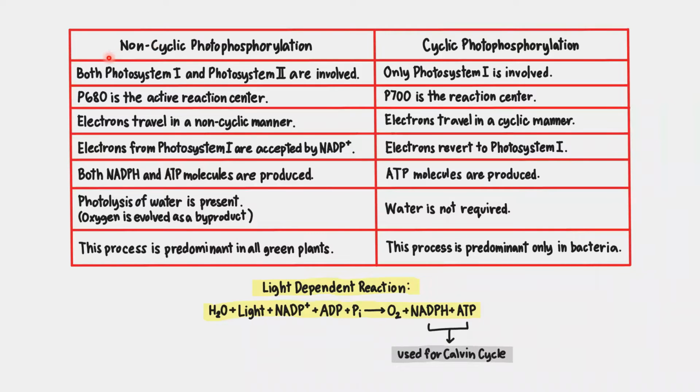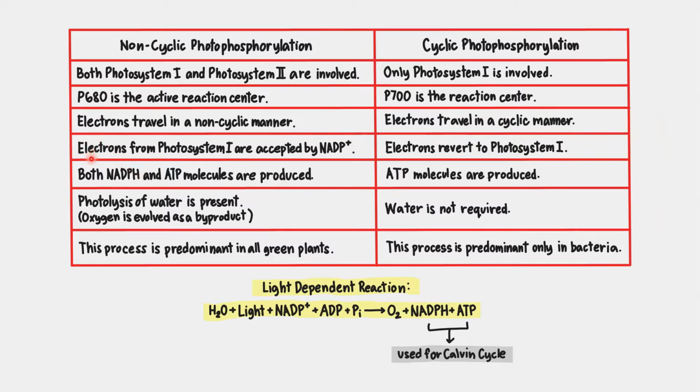So in summary, if we compare the non-cyclic and cyclic photophosphorylation, both photosystem 1 and photosystem 2 are involved in the non-cyclic photophosphorylation, while for the cyclic photophosphorylation, only photosystem 1 is involved. In non-cyclic, P680 is the active reaction center, while for the cyclic, P700 is the reaction center. The non-cyclic travels in a non-cyclic manner, while the cyclic process just repeats itself, so it behaves in a cyclic manner.